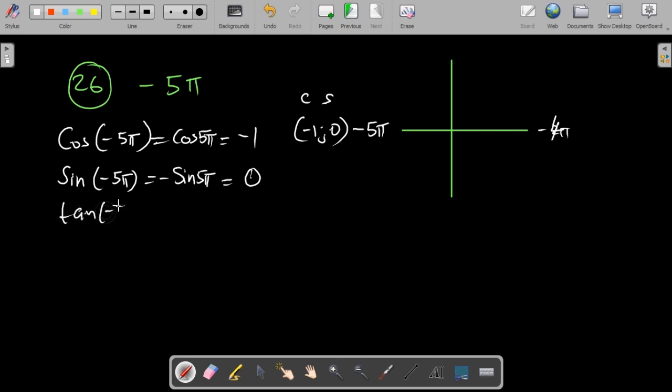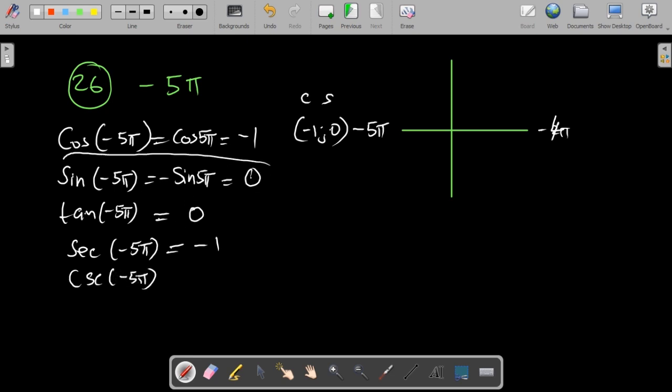Tan of minus 5 pi would be the y coordinate divided by x. So tan is y over x, that is 0. Then sec of the same value, minus 5 pi, will be the reciprocal of cosine, which is minus 1. Then cosec of minus 5 pi will be the reciprocal of this value that we got for sine. So 1 over 0 would give us undefined behavior.